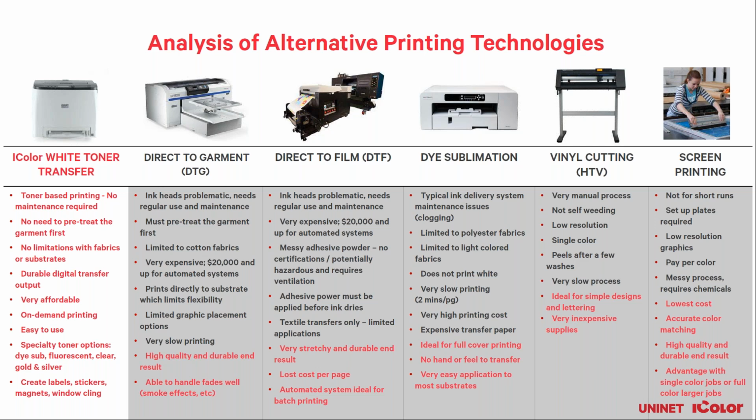With direct to film, again, you have the maintenance with ink. Typically, the auto machines are expensive. It could be $15,000, $20,000 and up for automated systems. Although there are less expensive systems that Uninet offers that I'll get into, starting at $4,000.